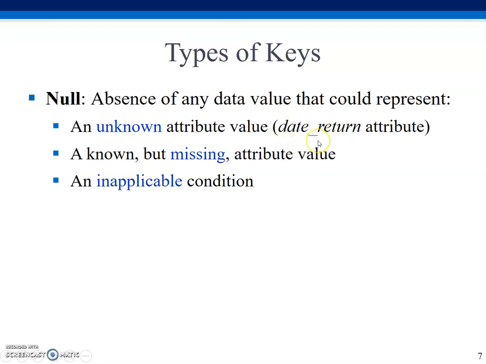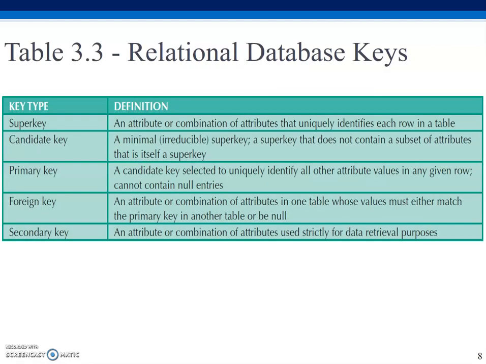So in this case, if the library has created a field called date return in their database, obviously when you borrow the book, at that point in time, the date return will be null because it's unknown, because they do not know when you're going to return the book. Another example of a null could be that that particular attribute value is missing. It is just not there. Or it is not applicable, and therefore that particular attribute value is empty or is not there at all.